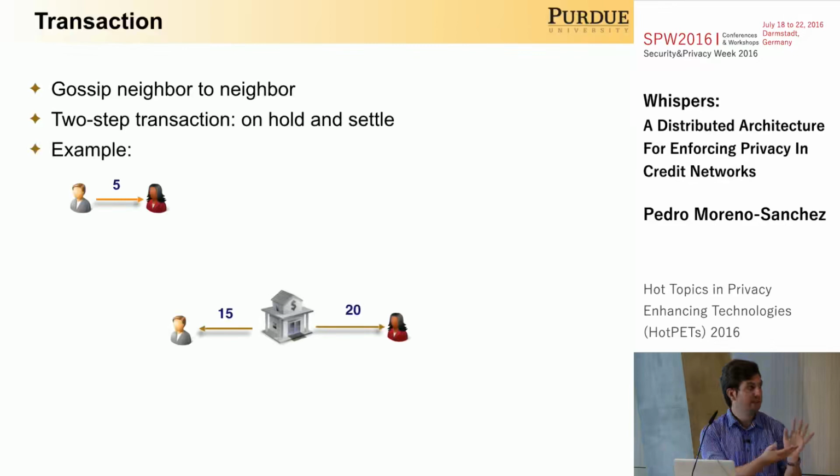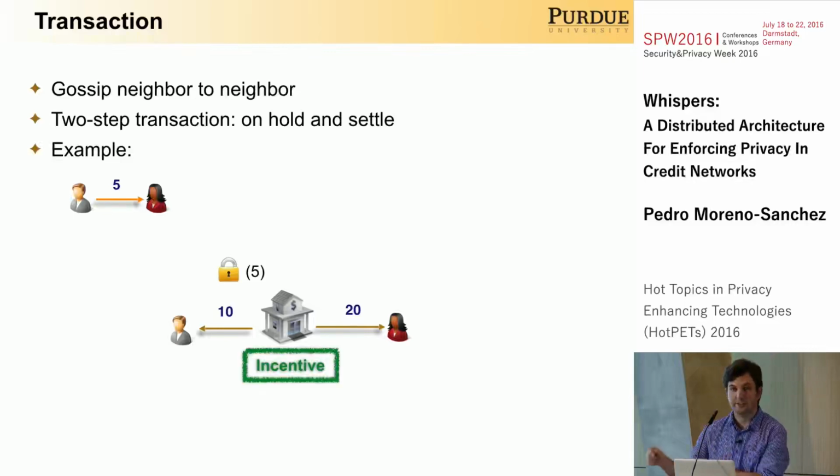So imagine that we have a simple network like here, and Bob wants to pay Alice 5 credit. Bob triggers the payment by decreasing his own link and puts the 5 credit on hold. Now there is an incentive for the bank to forward this credit. The idea is that the bank has received some credit, and now if he doesn't forward this credit, it's easy for Bob to blame him of misbehavior.